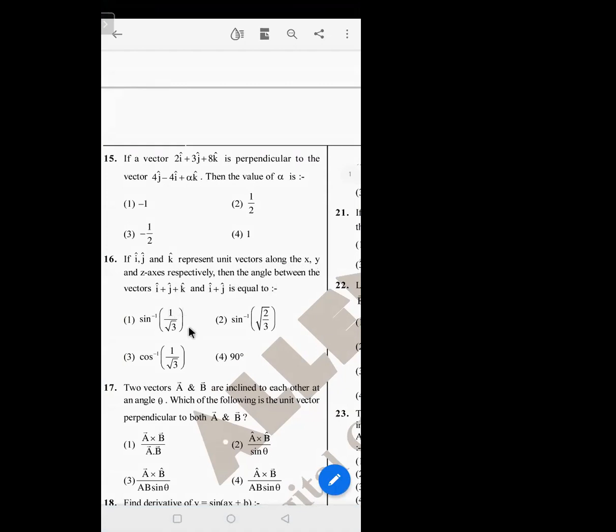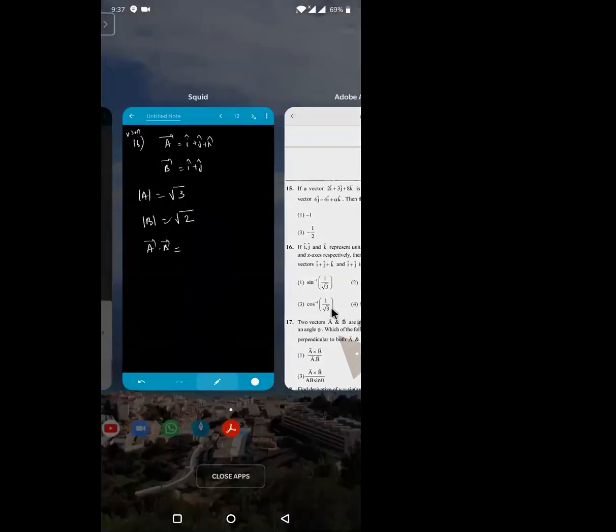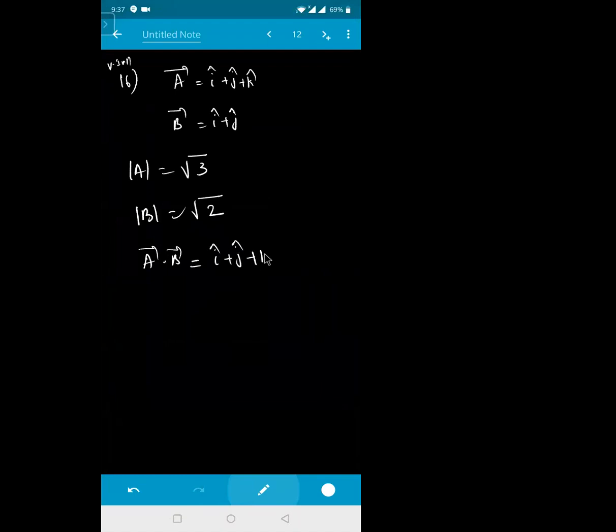That means we need to take the value of a bar dot b bar. I need to calculate a bar dot b bar. So let us try to calculate. This is i cap plus j cap plus k cap, dot, and b bar is nothing but i cap plus j cap.